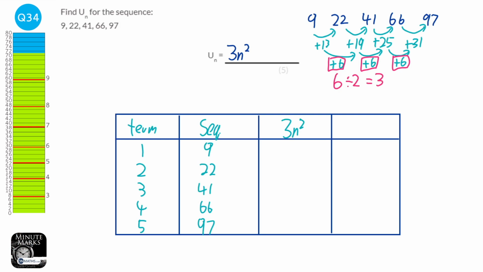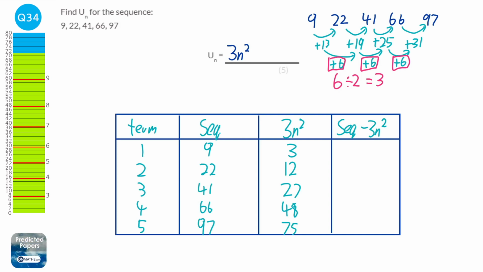So we're going to do 3 times 1 squared, which will be 3. 3 times 2 squared, which will be 12. And then 3 times 3 squared, 27. 3 times 4 squared, 48. 3 times 5 squared, 75. And we're just going to remove that from our sequence. So we've got our sequence, and we're removing the 3n squared bit, because we know what that is. We've already answered that part.